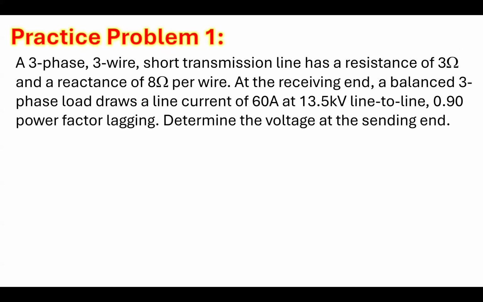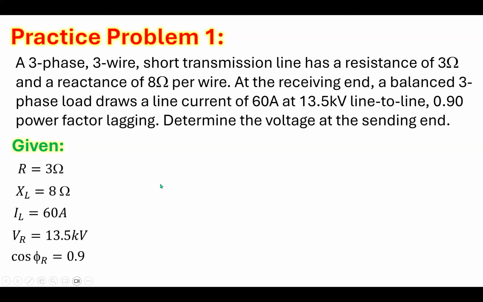So let's practice problem number 1. A three-phase, three-wire short transmission line has a resistance of 3 ohms and a reactance of 8 ohms per wire. At the receiving end, a balanced three-phase load draws a line current of 60 amperes at 13.5 kilovolts line to line, 0.90 power factor lagging. Determine the voltage at the sending end.